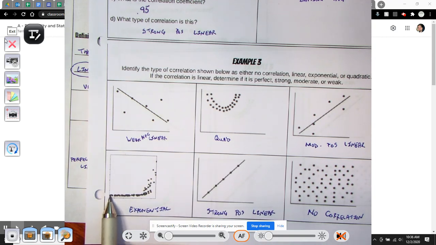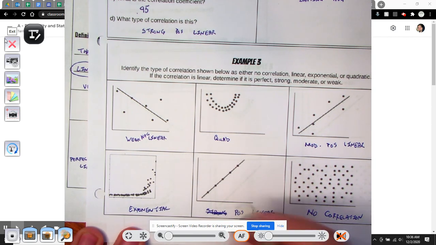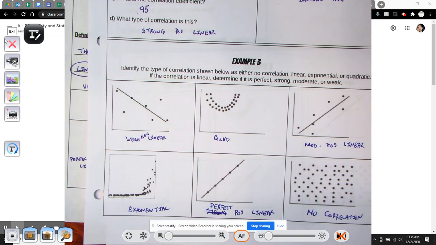Bottom left, I said exponential because it looks like it starts slow and then shoots up into a curve. This one is a perfect positive linear correlation. It's perfect because all of these points are on the line. And this last one is a no correlation because it looks like it's just all over the place. It doesn't form a U, it doesn't form a curve, it doesn't form a line.